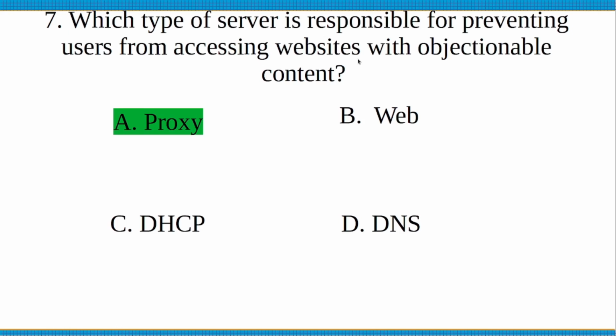The answer here is A. Proxy. So a proxy server can be configured to block access to websites that contain potentially dangerous or inappropriate material. Web servers host web pages. DHCP servers provide clients with IP addresses, and DNS servers resolve host names to IP addresses.